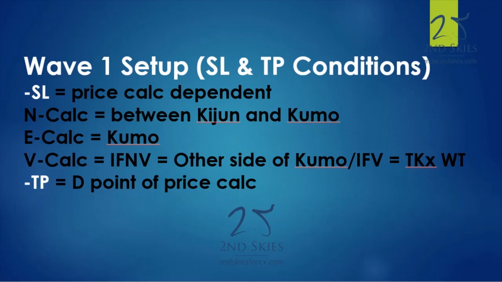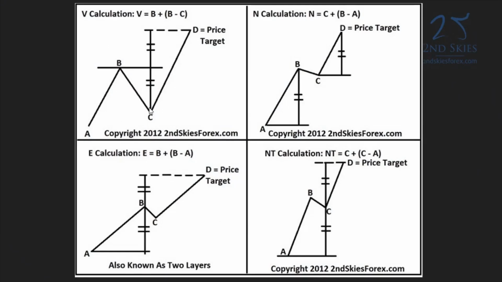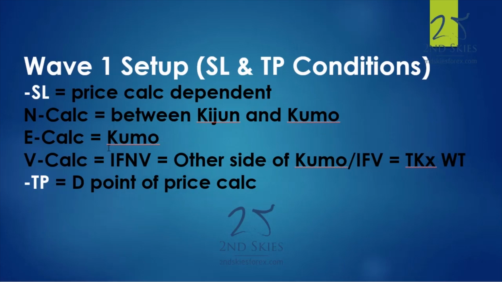A V calculation, which is your biggest pullback of all the wave structures. So a V calculation stop loss is NV, which stands for if not violated. So if we are in a move, let's say we're in a bull trend, it's A, B, C, and the V calculation hasn't broken below the Kumo, not violated the other side of the Kumo. So if we're above it, it hasn't violated the bottom of the Kumo. And if we're below the Kumo, it hasn't violated the top side of the Kumo.